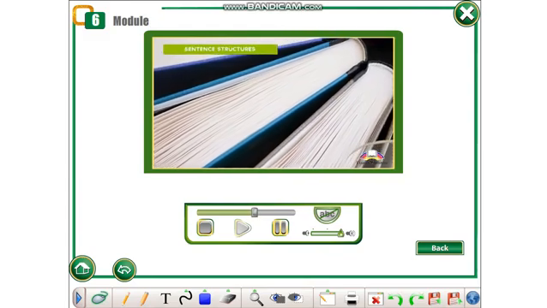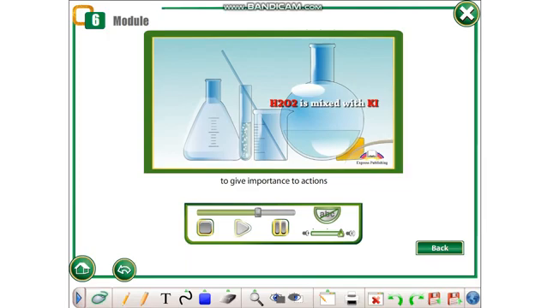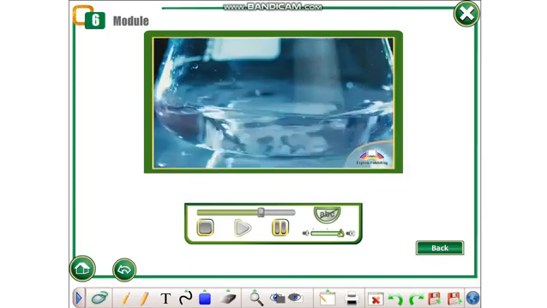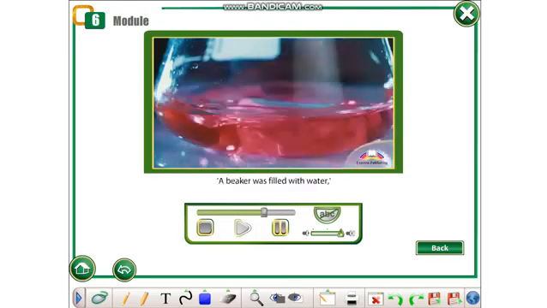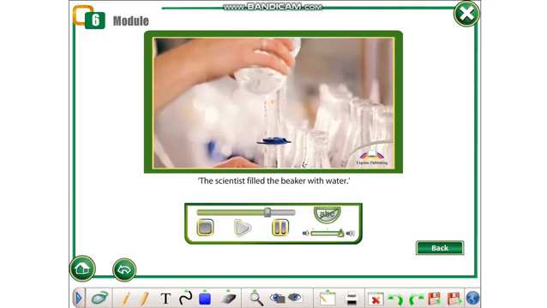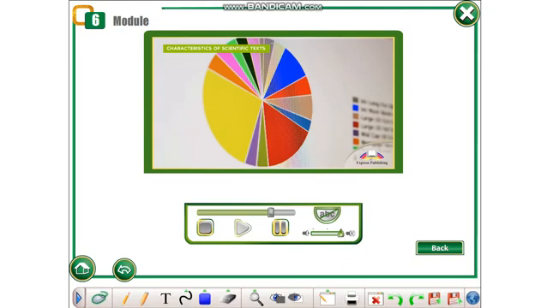Sentence structures. Scientific writing often uses the passive voice to give importance to actions, rather than the person who performed them. For example, we would use the sentence, "A beaker was filled with water," rather than, "The scientist filled a beaker with water." Characteristics of scientific texts.